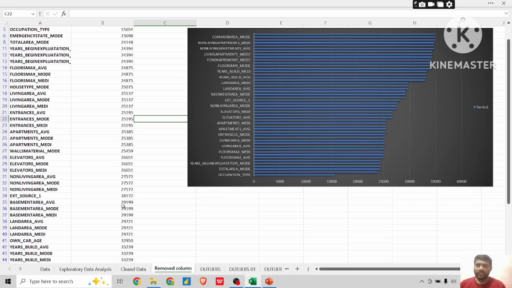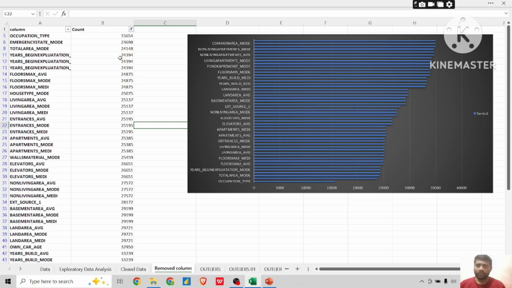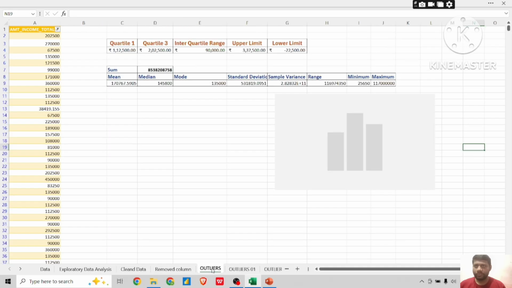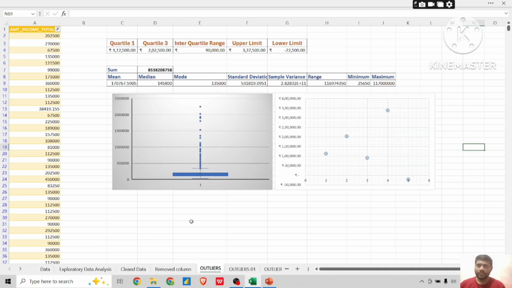I removed more than 50 columns in the dataset. Initially, the number of columns was 122. Most of the columns that I removed had thousands of null values present.